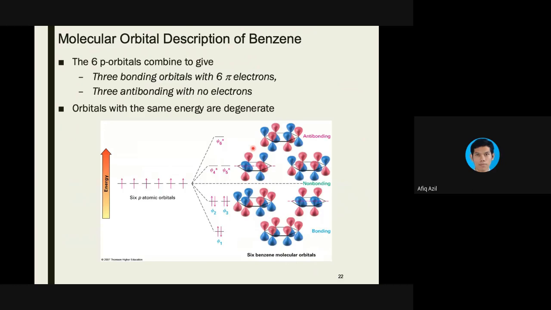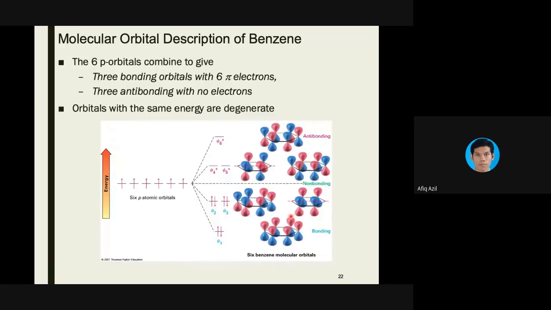This is explained using MO, molecular orbital. So here you have 6 carbons. One carbon will contribute 1 p electron in the p orbital. We have 1, 2, 3, 4, 5, 6, and all of those electrons are in bonding orbitals. So we have 2, 2, and 2. So none in non-bonding and also none in anti-bonding. And the orbitals with the same energy are degenerate. So they are all having the same energy level.